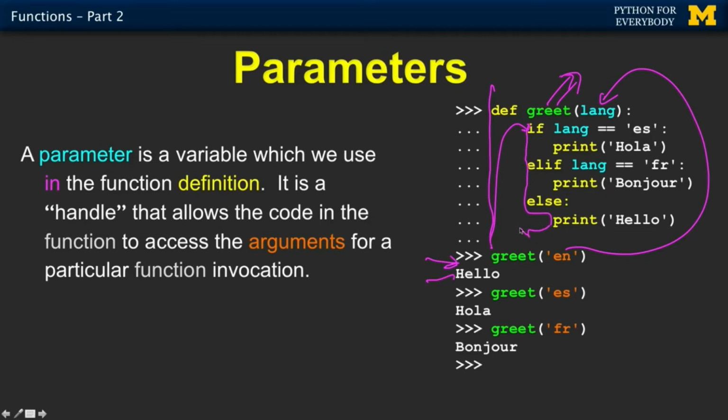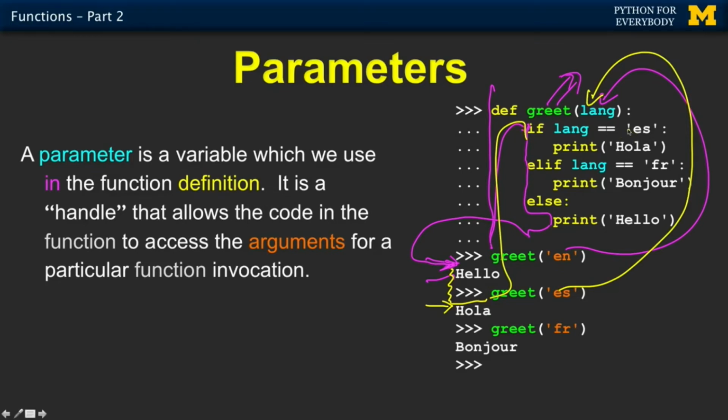And it says go back to where you remembered you were supposed to pick up next, which is here. Then it goes on to the next statement. Here, greet. So it's going to run this function again. Remember where to come back to, which is right here. Jump up to here, and then make es this time be what lang means. And so now lang is es, so this is true. We run that code, we come out, and we print out hola, and then we go back to where we remembered before. Then we continue on.